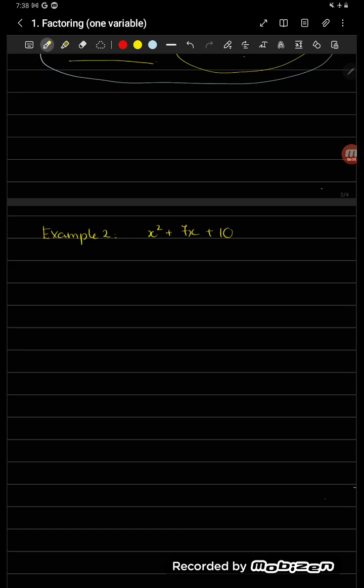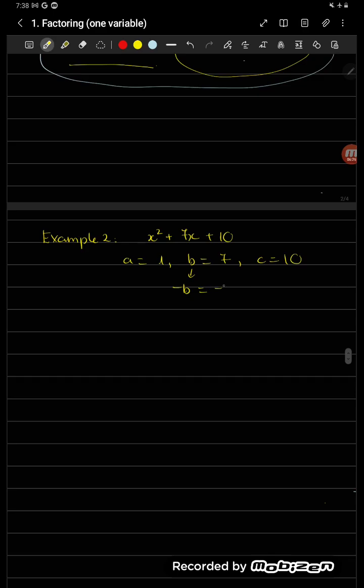So we also follow the 4 steps above, but before doing that, we need to determine what is a, what is b, and what is c. So here a equals 1, b equals 7, and c equals 10. Because b equals 7, negative b equals negative 7. Okay, because we need to use the negative b, not b. And then we go to step 1.